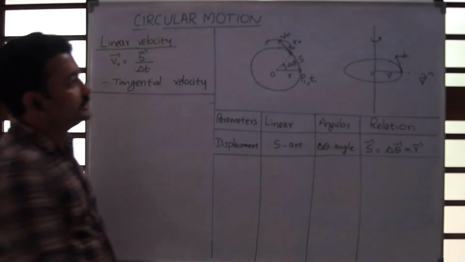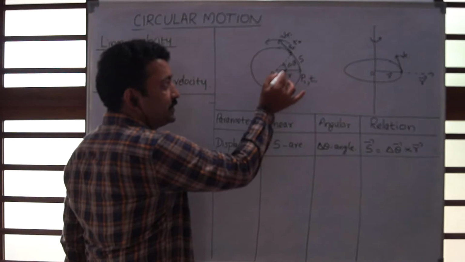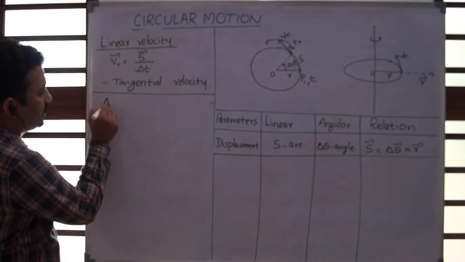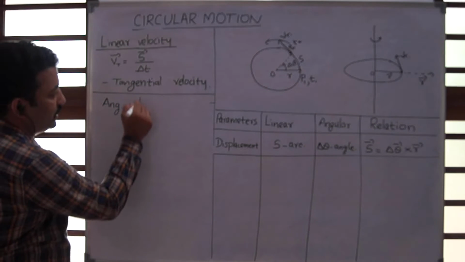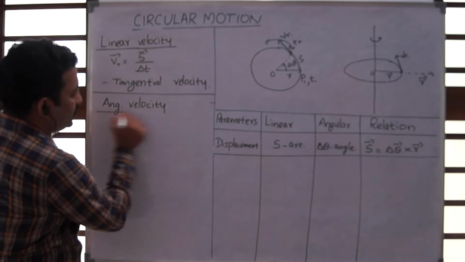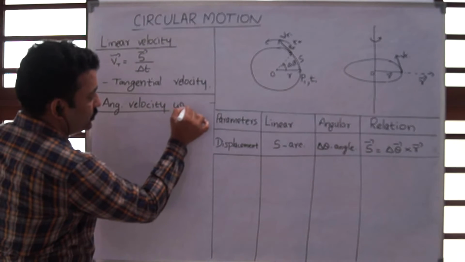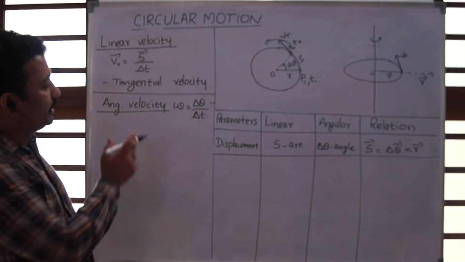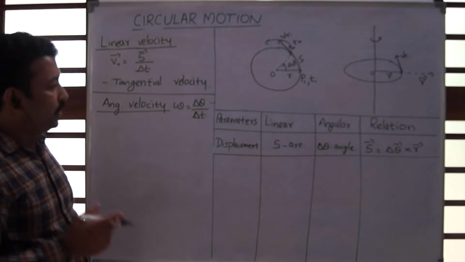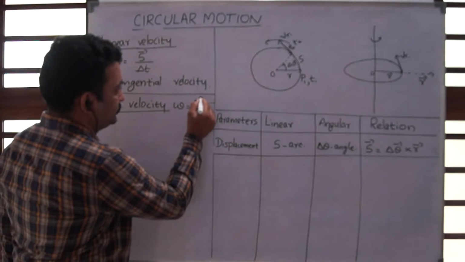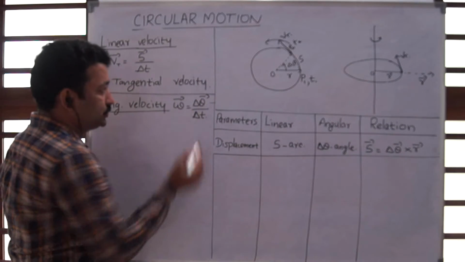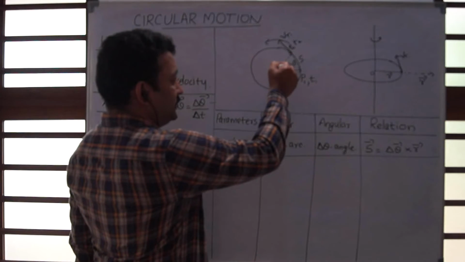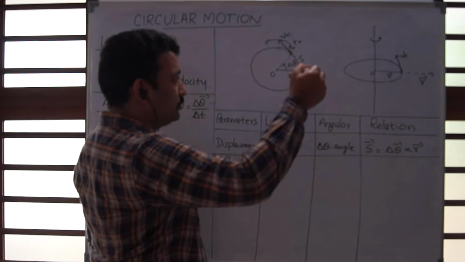Now the next concept: when the particle is executing the displacement of S, it also makes an angular displacement of delta theta. We have already seen the angular velocity concept. What is angular velocity? We all know that omega is equal to delta theta divided by delta t. My question is whether omega is a vector or a scalar. You already told that angle is a polar vector, so this has got a direction, so omega also should have the same direction.